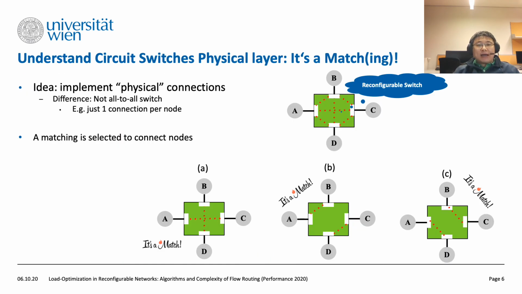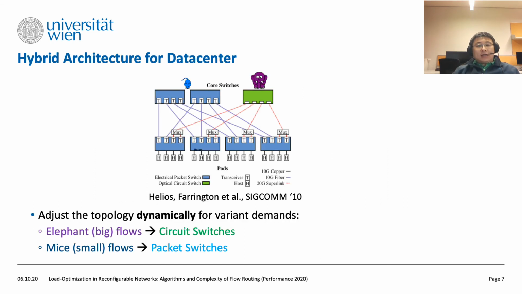Let's have a closer look at the physical layer of the circuit switch. It contains a set of reconfigurable links, but it's not an all-to-all switch, just one connection per port. So we have to select a matching to connect the ports. For example, here and here is a matching. To take advantage of these two types of switch, people proposed the hybrid architecture for data centers. For example, Helios was proposed at SIGCOMM 2010.